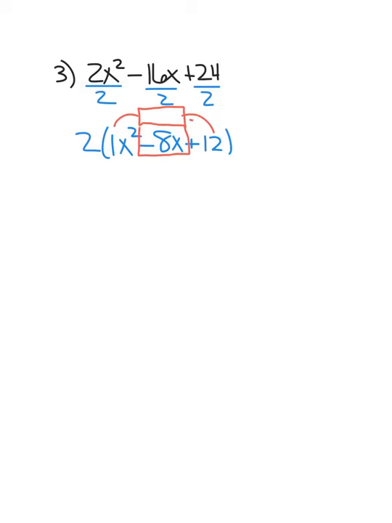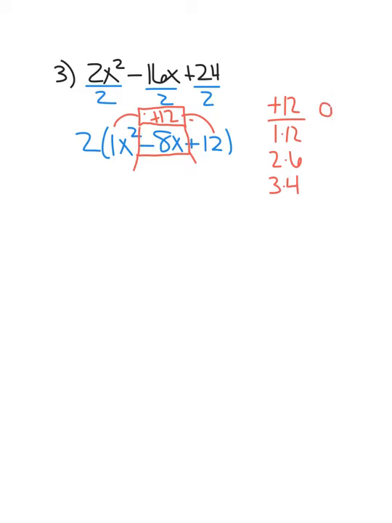Let's check. Right? So we're multiplying 1 times 12 to give us a positive 12. And then we're going to break apart that negative 8x. So positive 12 means my factors are 1 times 12, 2 times 6, and 3 times 4.